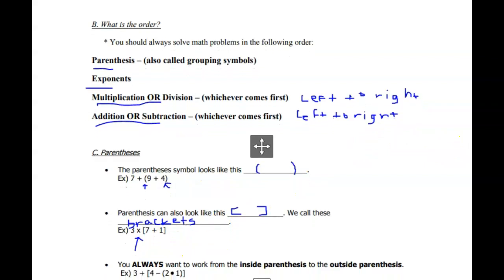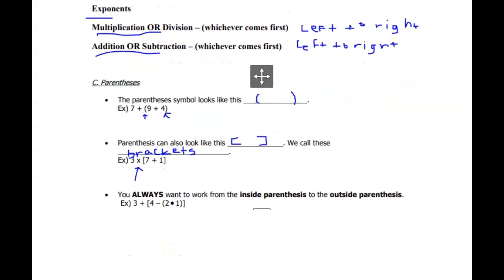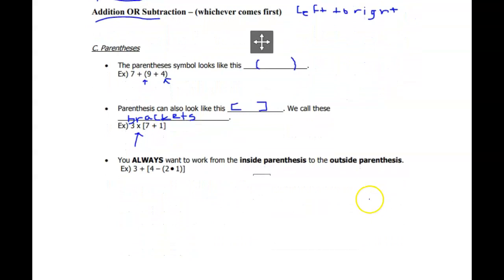Now let's look at how we do the parentheses. You always want to work from the inside of the parentheses to the outside of the parentheses. Okay? So we're going to work inside our parentheses, and look, I've got the brackets around parentheses, so I'm going to start in the innermost side up here where it says 2 times 1. 2 times 1 is just 2, okay?